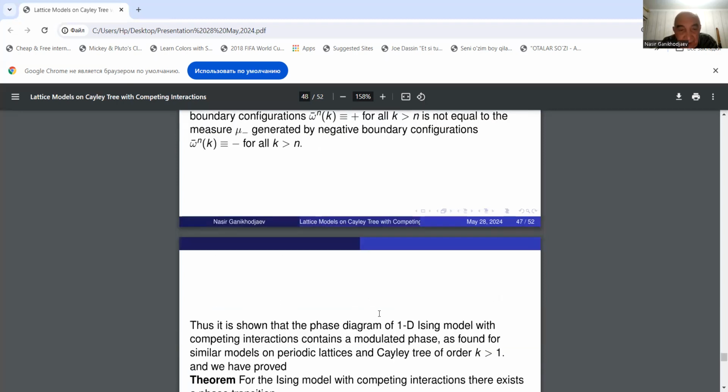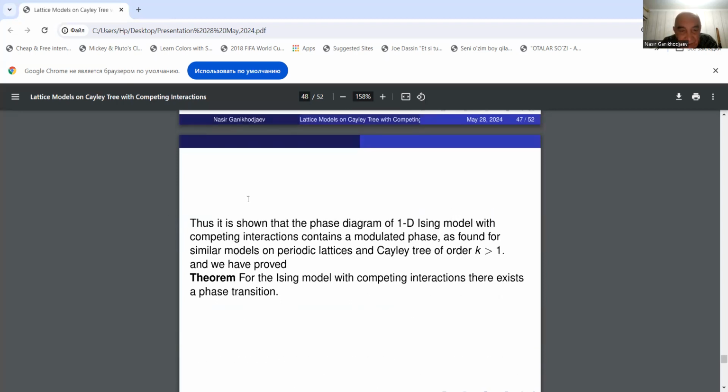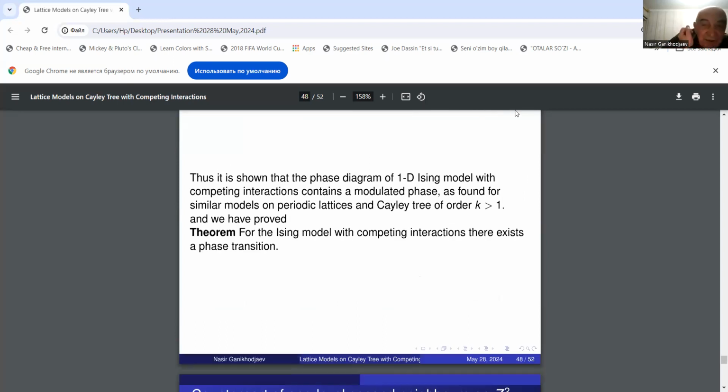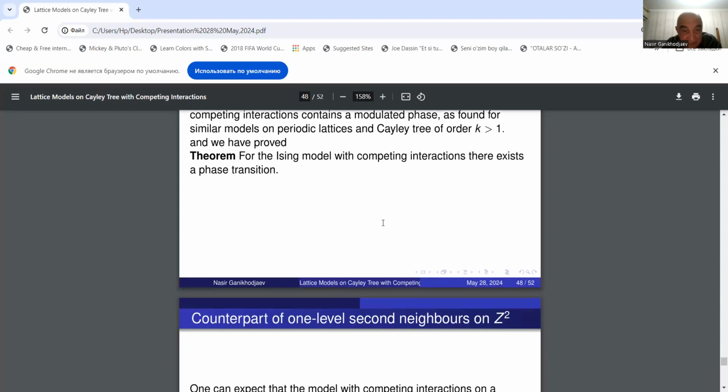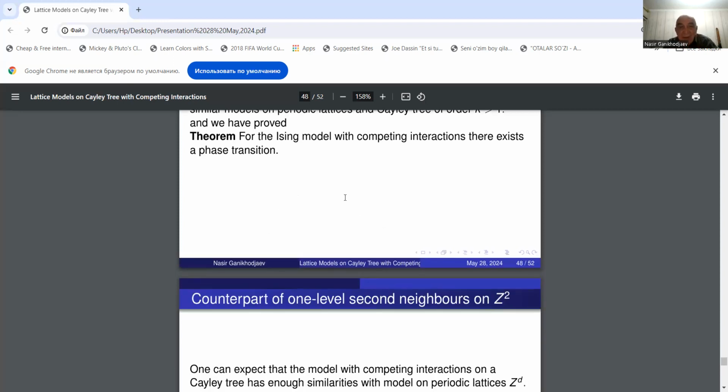So now, as a conclusion, I can say for the 1D Ising model, first of all, with complete interaction, the phase diagram contains a modulated phase, and also here we can have phase transition. That is, for different boundary configurations, we can reach different limit Gibbs measures. So now coming back to Z2.